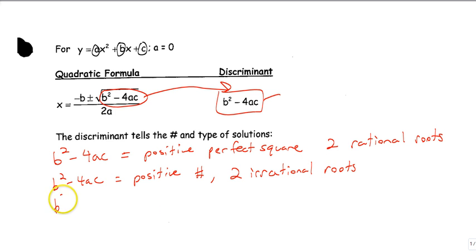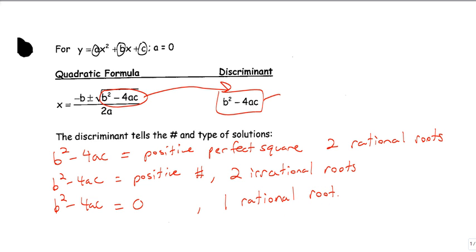If b squared minus 4ac is equal to 0, if this whole thing goes to 0, the plus and minus doesn't come into play, and the only thing we have is negative b over 2a, which is just one solution. So you get one rational root. Again, it can either be a fraction or a number.